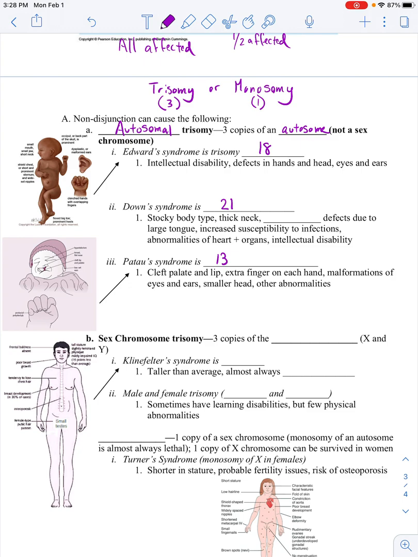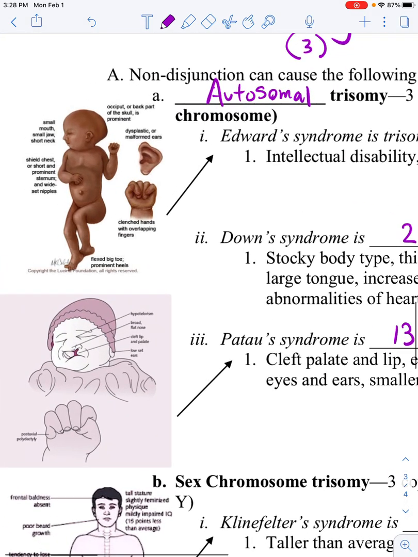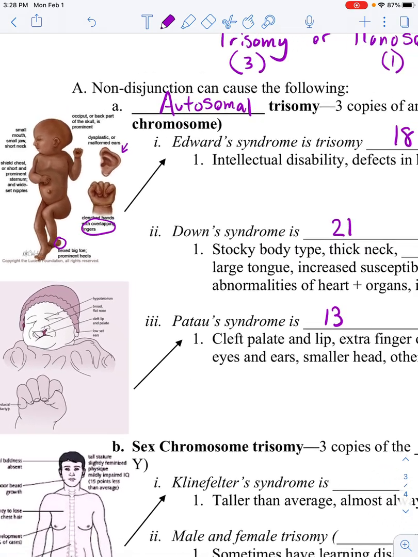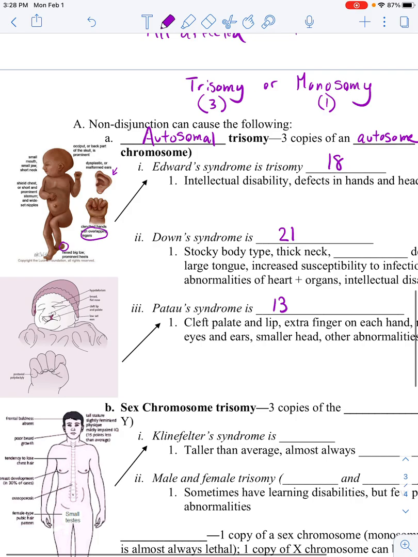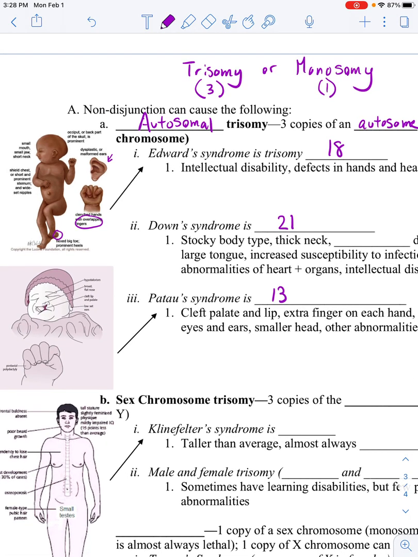Trisomy 18 is called Edwards syndrome, and there is some intellectual disability, pretty severe, and defects in the hands and the head, eyes, and the ears. Some of the other phenotypes are a clench with an overlap of the fingers, often malformed ears, and very prominent heels in the baby. And this disorder in particular, a lot of children do not live past infancy just because it's so severe.